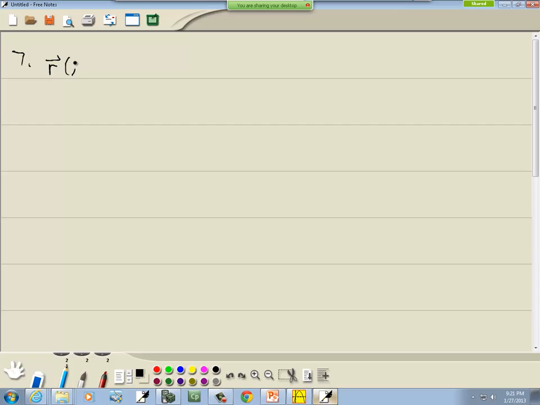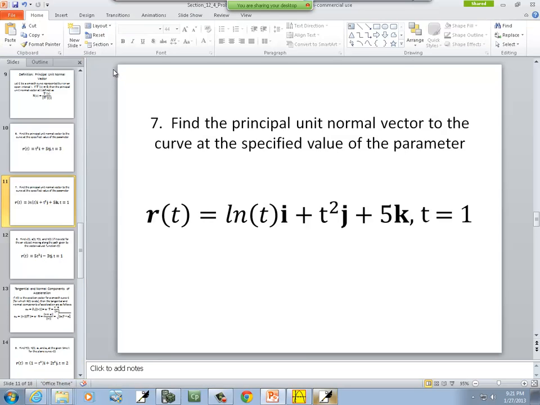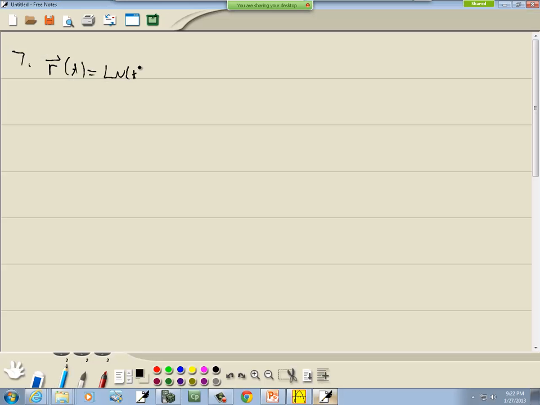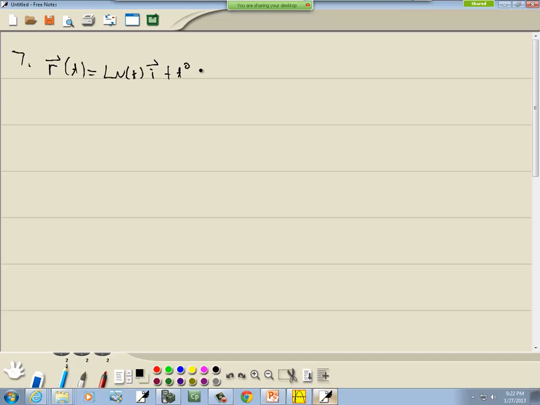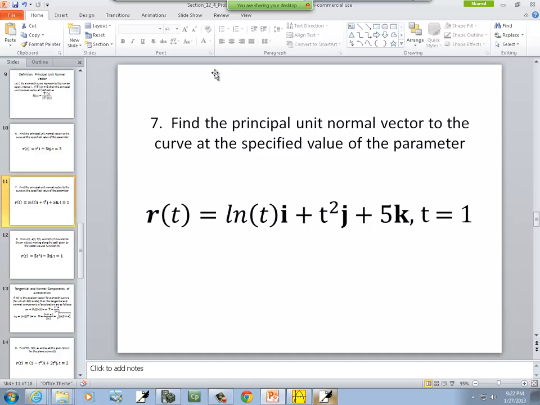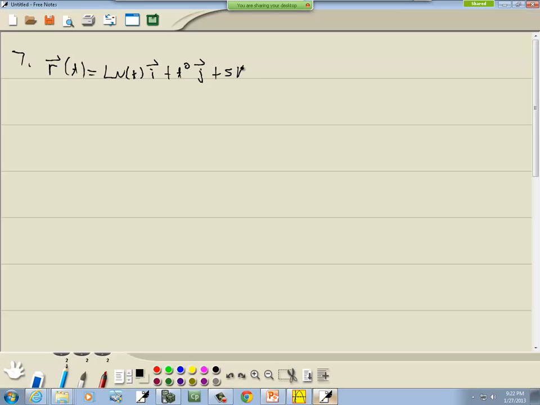Notice this one has x, y, and z, so it has 3 dimensions. So this is a little bit harder. So r is going to equal natural log of t i plus t squared j plus 5k, t is equal to 1. Well, first off, I'm going to need my t value eventually. Oh, we already have our t value. Never mind. So let's find our tangent vector first.